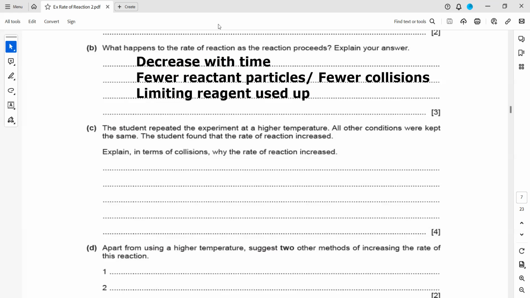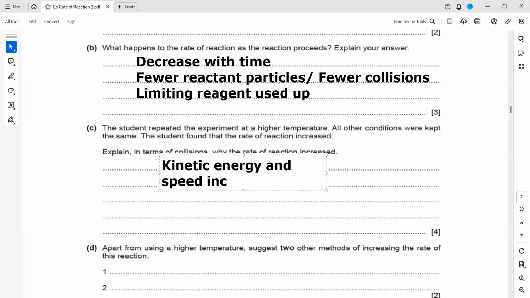Number 1: when we increase the temperature, what will happen? The energy of the particles, or kinetic energy you can also mention. The same question sometimes carries 5 marks, sometimes 4 marks, sometimes 3 marks, but the answer is the same. Sometimes they give each point a mark, so you have to write the structured answer. So kinetic energy and the speed of the particles increase. Then it will increase the collision frequency.